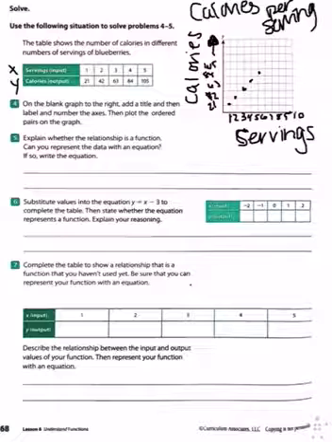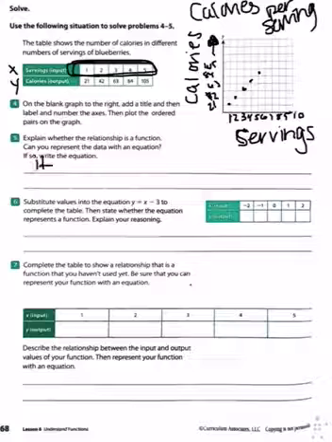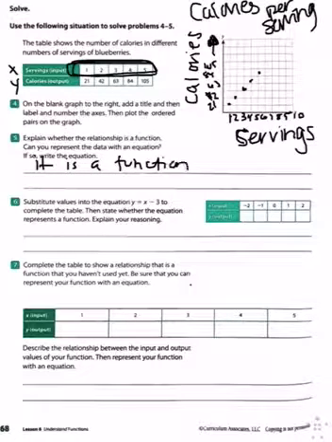For problem number 5, it says explain whether the relationship is a function. If we look at our input values, we do have different inputs each time. None of them are repeated, so it is a function. And if so, can you represent the data with an equation? If so, write it.